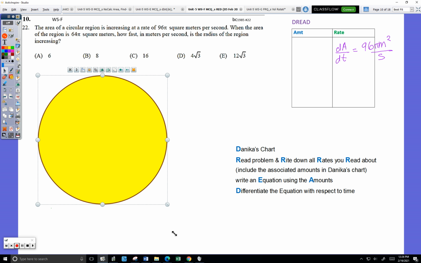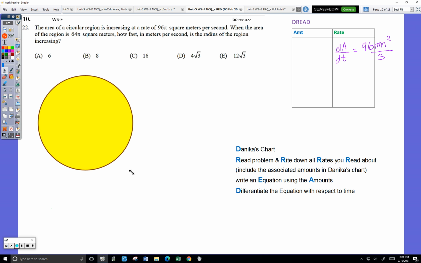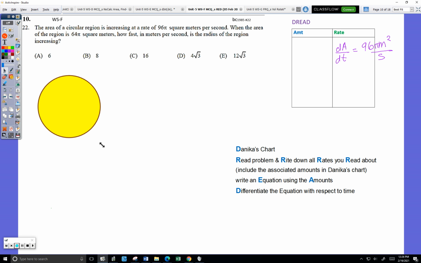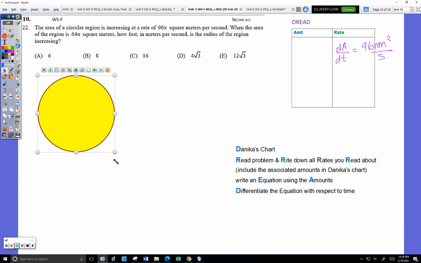So, pretty good so far. It says, when the area is 64 pi square meters. So, there comes a moment, this thing does not stop growing, it just keeps going. But there is an instant when you could say the area is 64 pi. That's an amount.